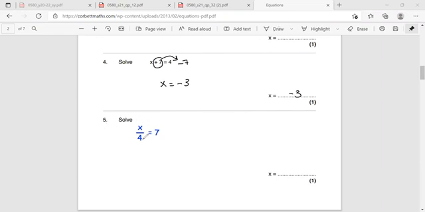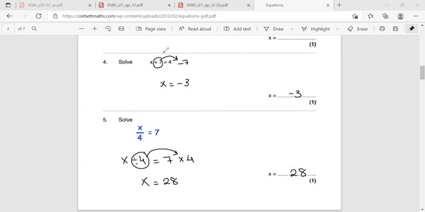Question 5, solve x over 4 equals 7. This is exactly equivalent to x divided by 4 equals 7. I'm going to move divide by 4 to the other side as multiplication. So I'm going to drop in x equals 7 multiplied by 4, which is 28, and x is 28.